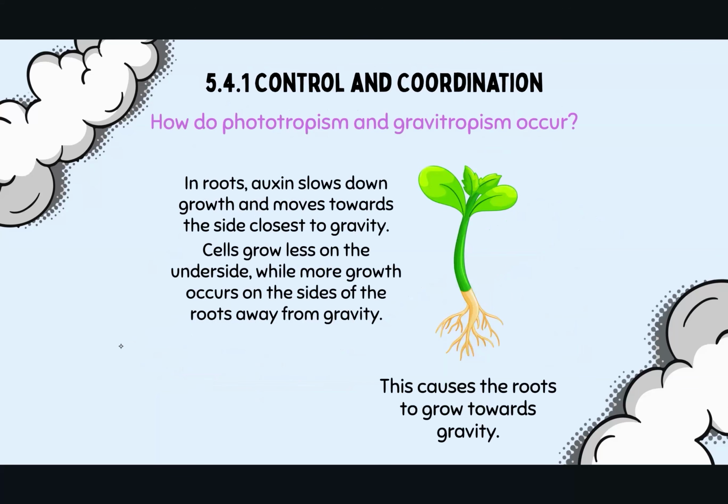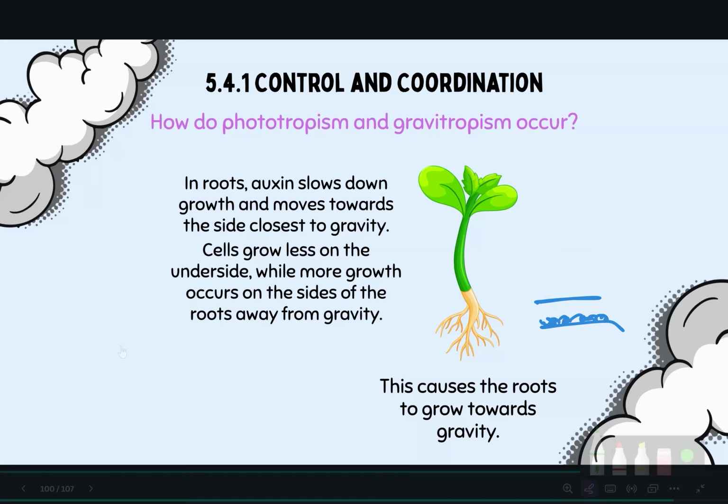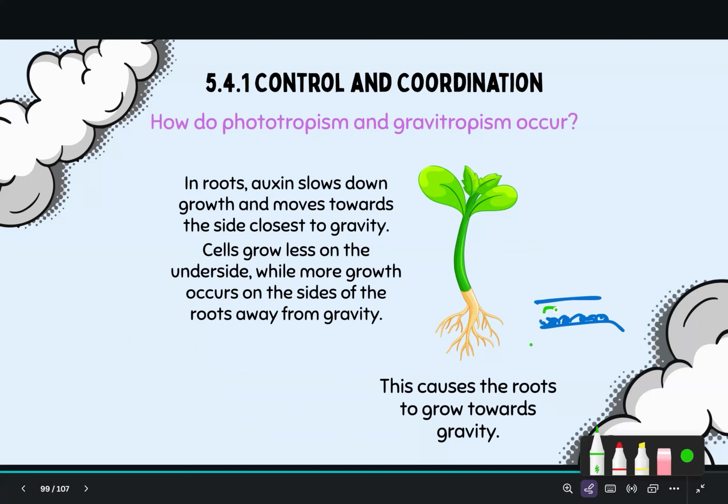Now in roots, it's the other way around. The auxin slows down the growth and it moves towards the side closest to gravity. So the cells grow less on the underside while more growth occurs on the side of the roots away from gravity. So what that means is here's your roots. The auxin builds up here and that actually slows down the growth on the underside. That means you got more growth.